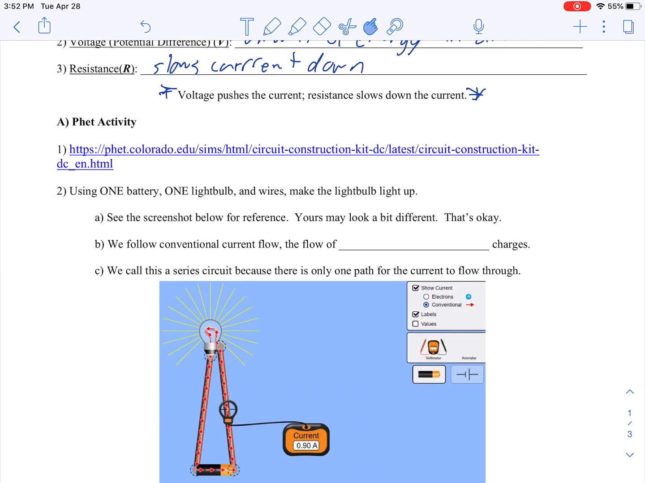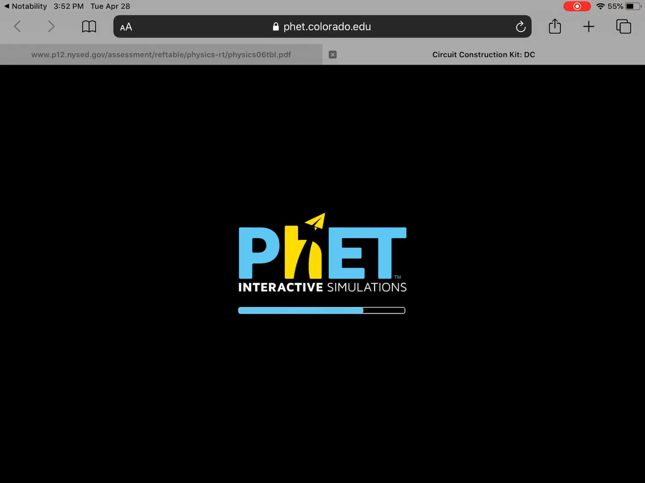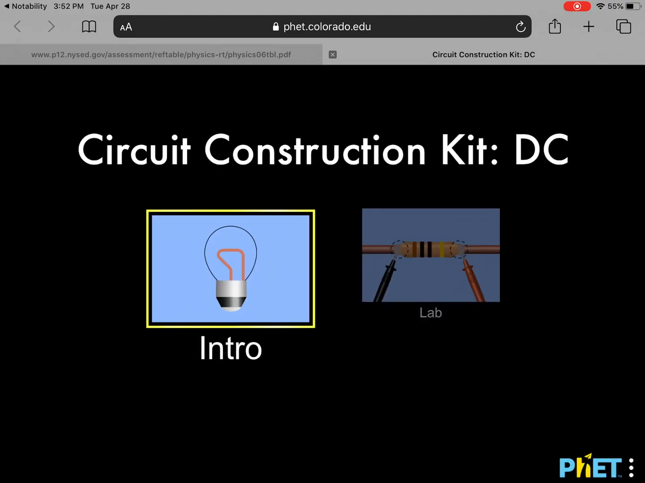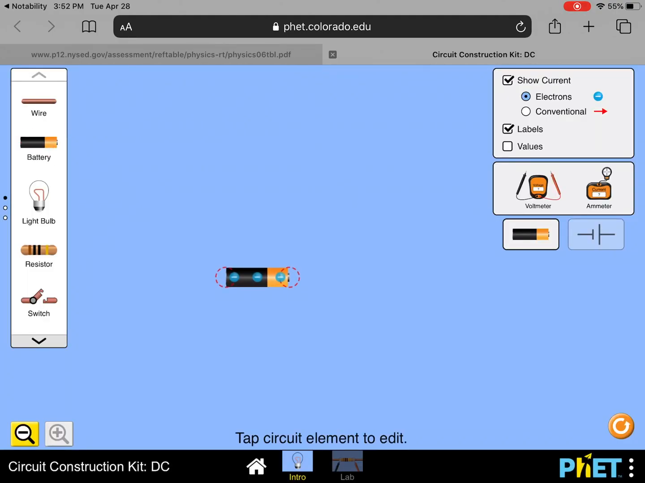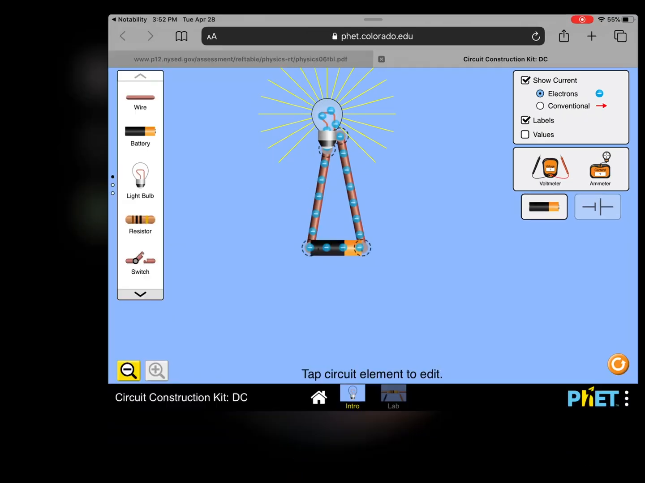So let's check out this PhET simulation for a minute. What you're going to do is use one battery, one light bulb, and some wires to light up the light bulb. Click on intro. One battery, one light bulb, use some wires to light it up. And there we have it. Now make your picture look like the one I have there.